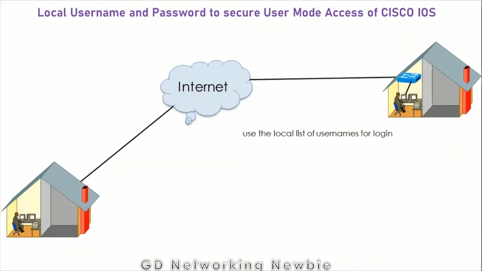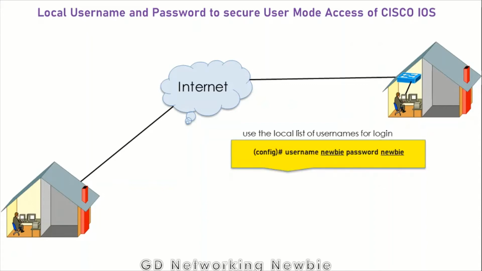So how to do that, we are going to do in Packet Tracer as well. First, we will create a local list of usernames and their passwords. This is the command which we will use in the global configuration mode. You can see here, in the global configuration mode, we create a username. This is the username, whatever name you select, this is up to you. And the password is the command, and then any password you like. So this is one user and its associated password.